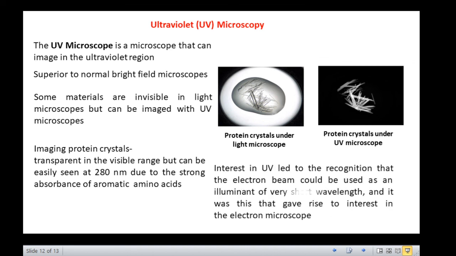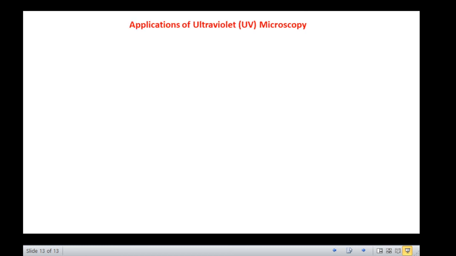Interest in UV microscopy led to the recognition that the electron beam could also be used as an illuminant of very short wavelength, and it was this that gave rise to the interest in the electron microscope. The UV microscope is designed to image in regions beyond the visible range. As such, there are many applications of UV microscopes as they can non-destructively image microscopic samples in regions other than visible.